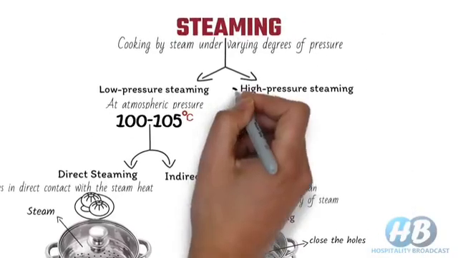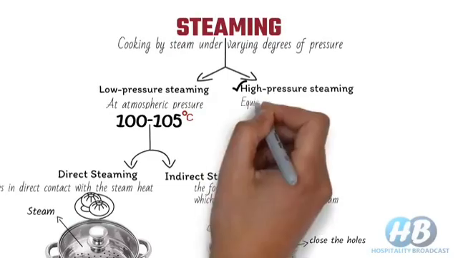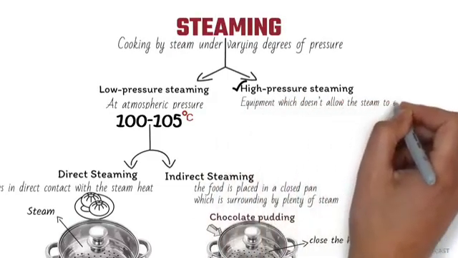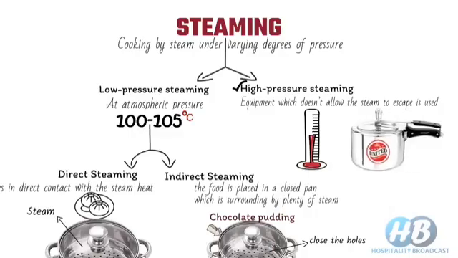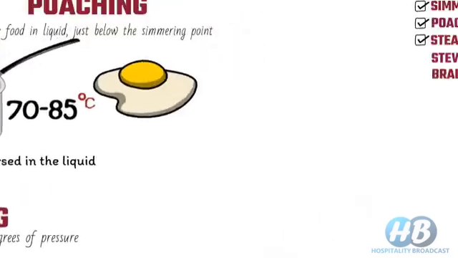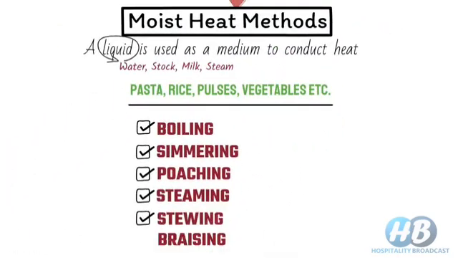Next we have high pressure steaming. Here, equipment that doesn't allow the steam to escape is used. As the steam is not allowed to escape, the temperature inside the equipment increases, which results in lower cooking time, as we see in the pressure cooker. We generally cook lentils and legumes this way. Now let's move to our next method, that is stewing.